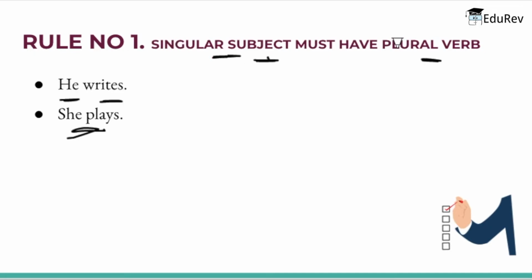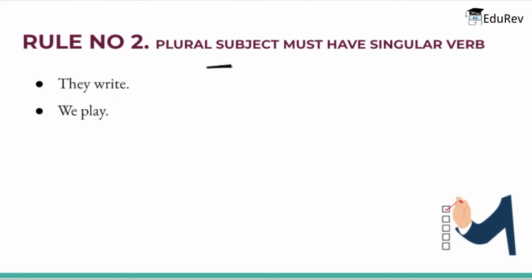Now in rule number 1, they were saying that the subject has to be singular and the verb has to be plural. And in the second rule, they are saying that if the subject is plural, then the verb has to be singular. For example, they write and we play. Now they is what? A plural subject, whereas write is what? A singular verb. And similarly in we play as well, the subject is plural, that is we, whereas the verb is singular, that is play.